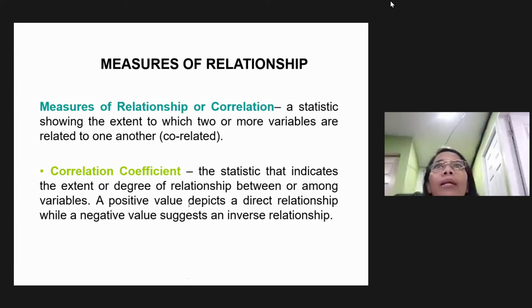So the fourth is the measures of relationship. So what are measures of relationship? Measures of relationship, or correlation, show the extent to which two or more variables are related to one another. So correlation coefficient is a statistic that indicates the extent or degree of relationship between or among variables. A positive value depicts a direct relationship, while a negative value suggests an inverse relationship.